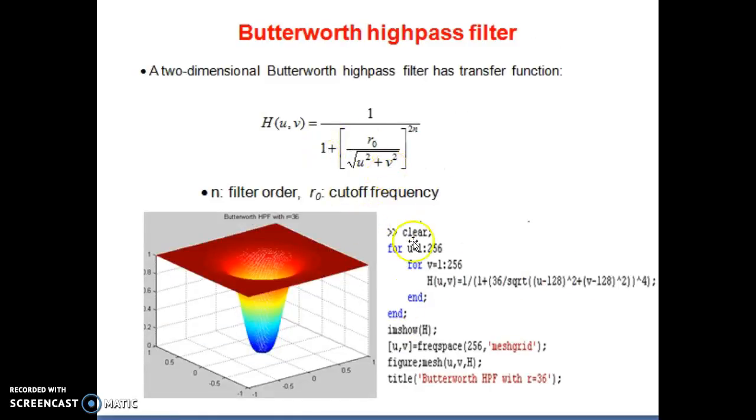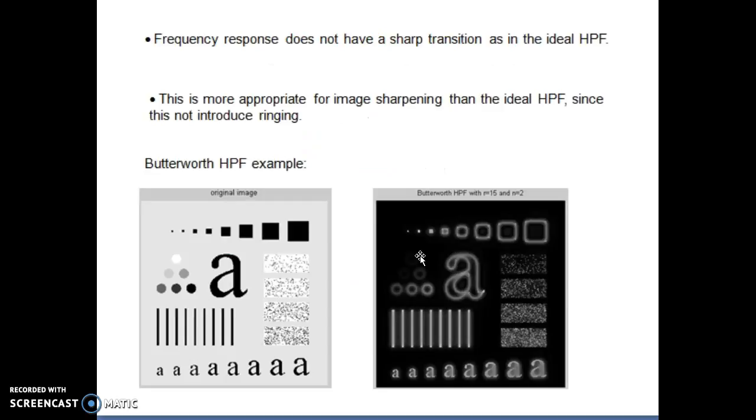Again, a Butterworth high pass filter, and a response of the Butterworth high pass filter.